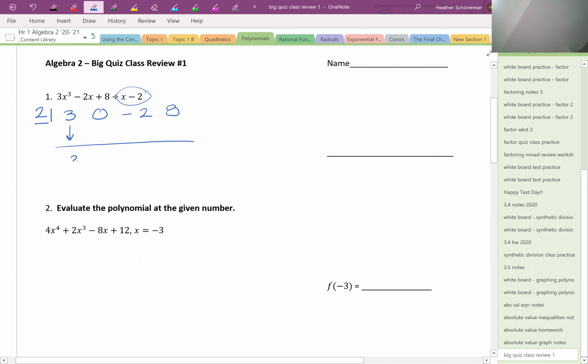So then the 3 is going to come straight down. 3 times 2 is 6. Add and get 6, not 0, excuse me. Multiply and get 12. -2 and 12 is 10. Multiply and get 20 and add and get 28. So when I write my answer, because this one started with a cubed, it's got to start 1 degree below. So this is going to be 3x squared plus 6x plus 10. And then my remainder is going to be 28 over x minus 2.